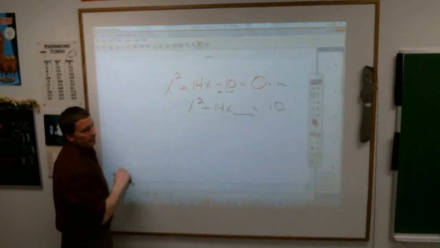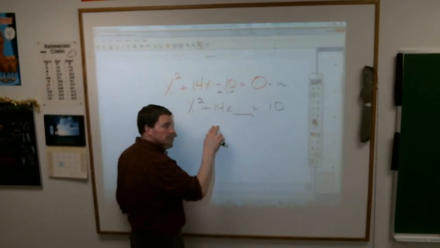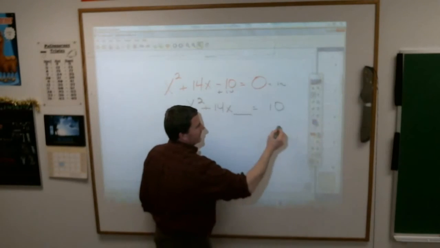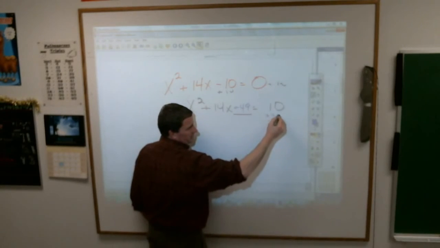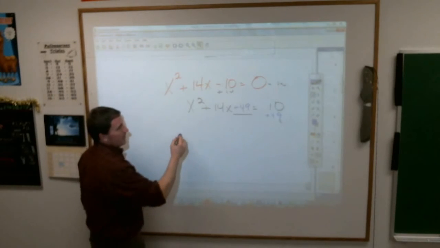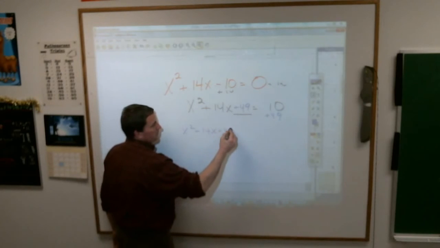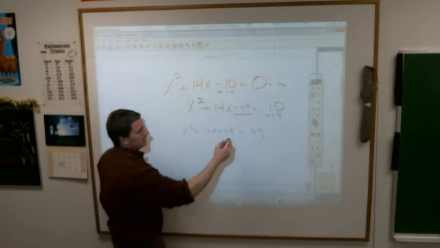You need to get this 10 from here to the other side, that's why you add it over there, so you have a blank spot that you can fill in with the number that you want. How do I know what that number is? I take half of the x term, which is 7, and square it, which is 49. So now, in order to keep my equation balanced, I need to add that to both sides so it still stays on a scale, it'll be the same. So now I'm left with x squared plus 14x plus 49 equals 49. Or 59, sorry.